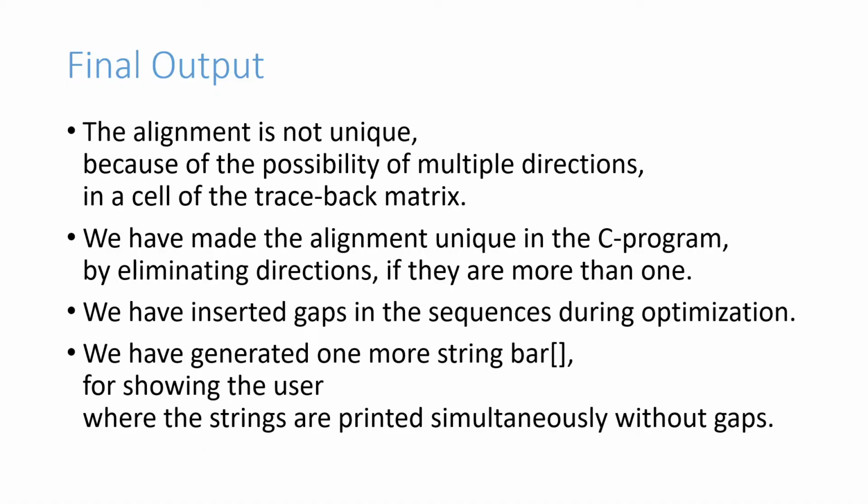So this is something about the final input. Please note that this alignment, global alignment of two sequences, may not be unique in all the cases, because there is a possibility of multiple directions in each cell of the traceback matrix. A cell may have more than one direction, but in the C program I have written, I made sure that there is only one direction so that the traceback will be efficient.